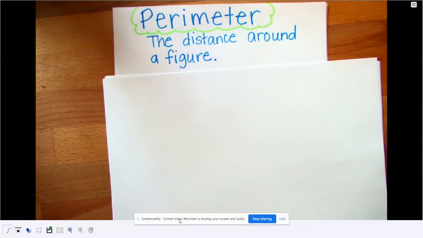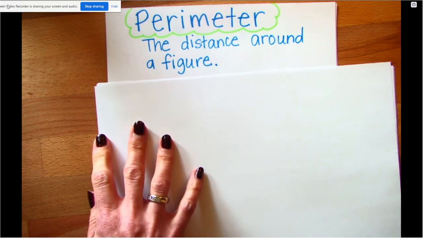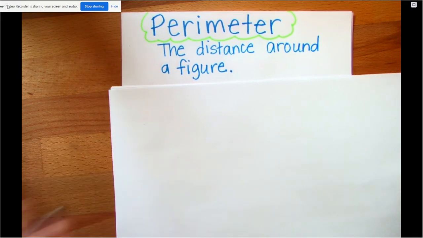Hey, third graders, we're going to start a new math unit today, and we're going to talk about perimeter and area. Area probably sounds familiar to you because we have talked about that before, so we're going to revisit that along with this new concept of perimeter. Perimeter is the distance around a figure. So think about a yard that's fenced in. The fencing would go around the yard, and that would be like the perimeter.